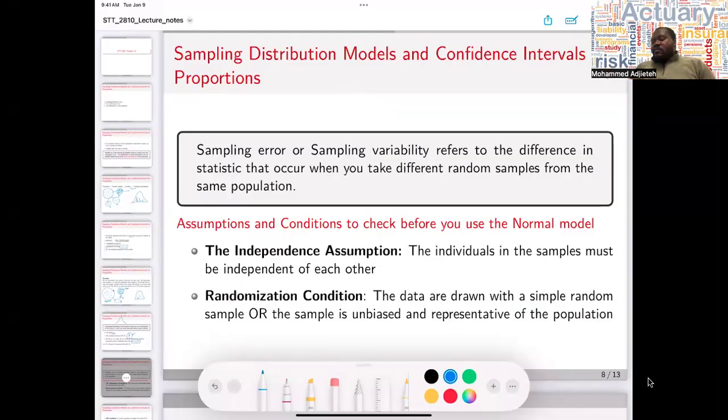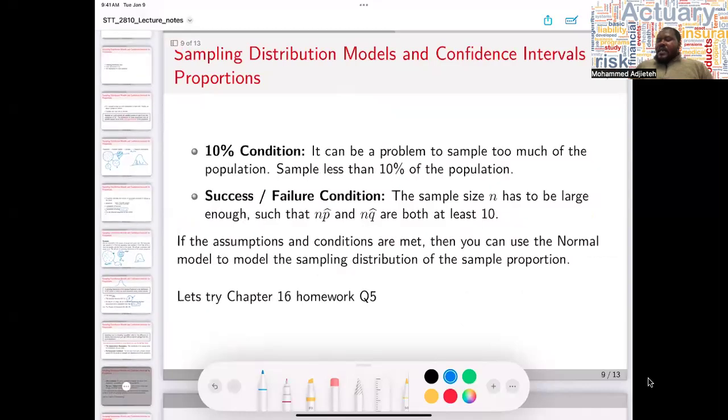And then the individuals must be independent of each other, and they should also be random. So these are some assumptions that you have to make. It's very good that you write these assumptions down because some problems would ask you to check the assumptions, or ask which assumption a situation violates. Does that make sense? So these are the first two, and the other one is the 10% condition.